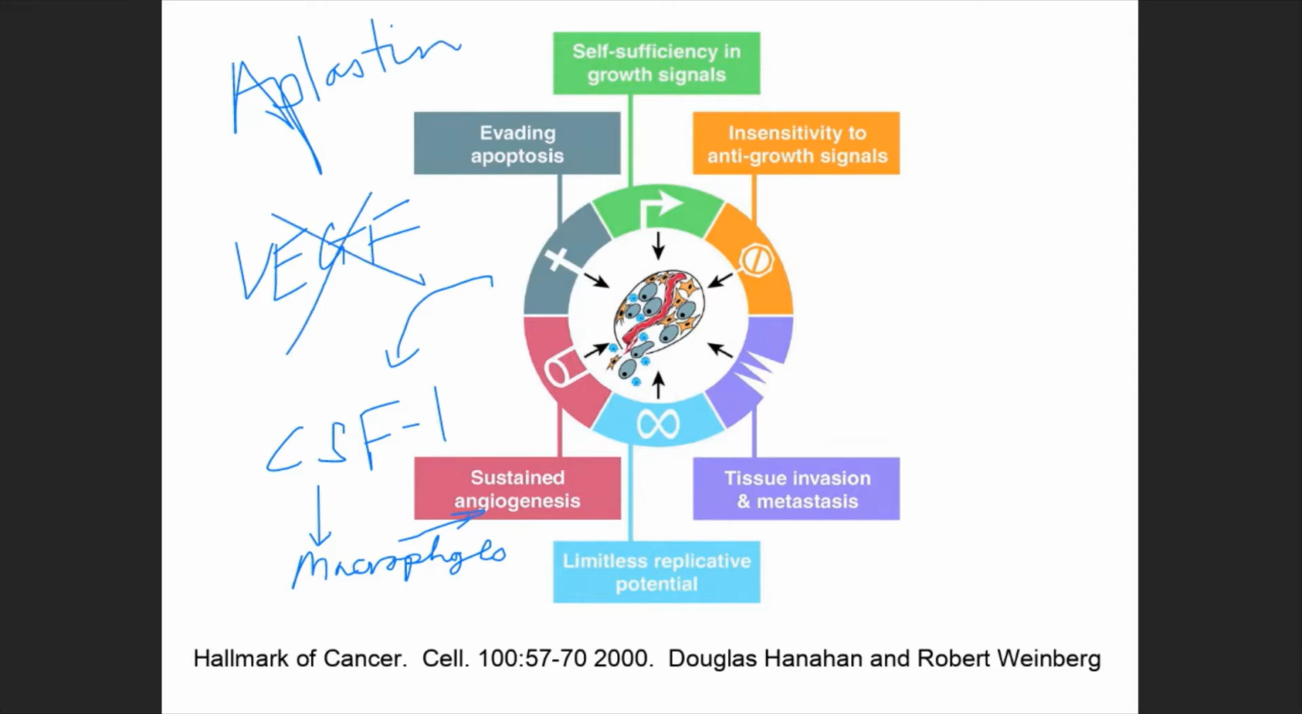So if you don't have VEGF, you don't have angiogenesis. If you don't have any angiogenesis, the tumor can't get big, for example. That's another approach. People have tried anti-CSF1 in terms of angiogenesis. That's what my former mentor is working on.